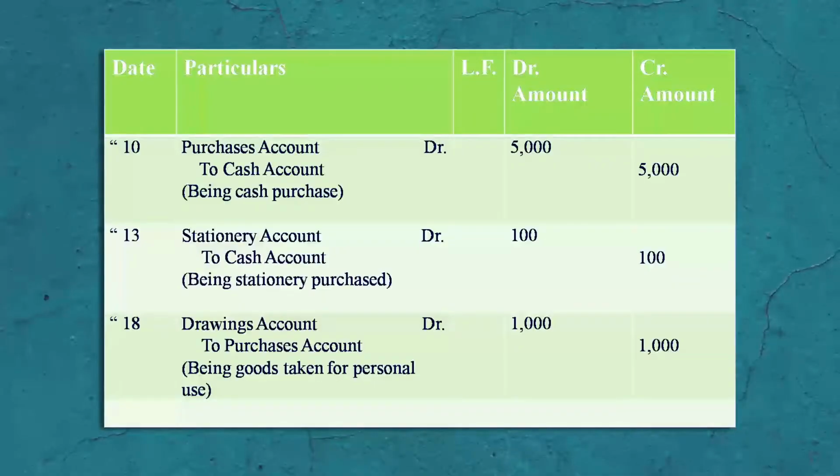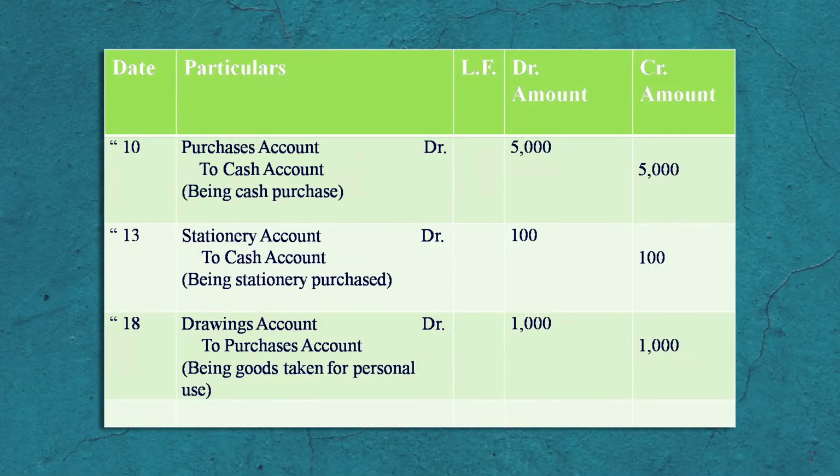So here, when we are involving the purchases account, purchases being an expenditure for the business, therefore the purchases account will be credited. Drawing account debited to purchase account.